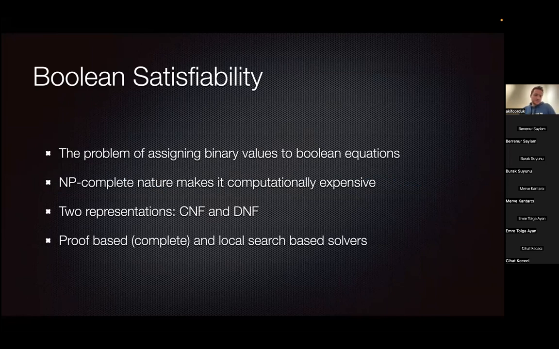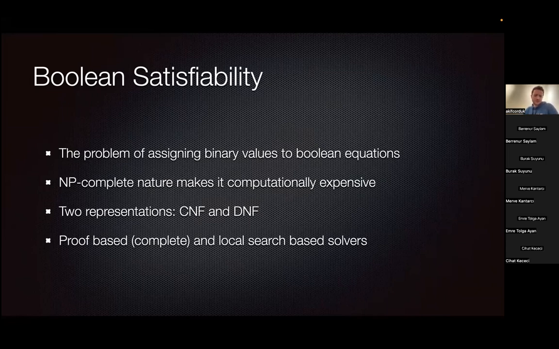So let's start with the definition of Boolean satisfiability. Boolean satisfiability is a problem of assigning binary values to logic equations. I'm sure all of you are familiar with logical equations where we express some logic in a formula with and, or, if, XOR, and many other operands. And this has many applications in the industry that help solve real life problems.